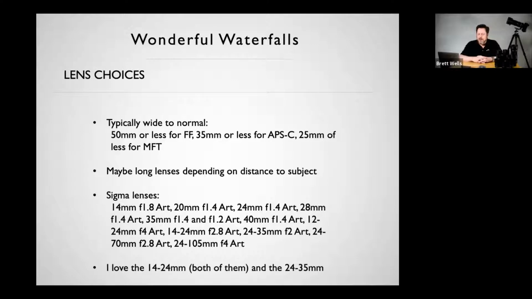One of the things that is nice about our 14-24, the DG DN model, is it will take filters on the back of the lens, at least neutral density filters, which will do a lot of what we need to do for this type of thing, for waterfalls. We'll get back to filters. We'll talk about what I use, what I recommend, and what they do as far as that's concerned for waterfalls as well.